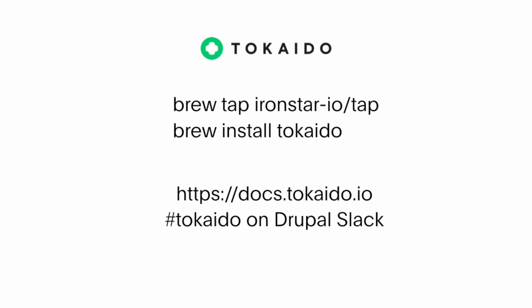If you'd like to check out Tokaido, it's pretty easy to install. Just make sure you have Docker for Mac and Homebrew installed and then run these 2 brew commands.